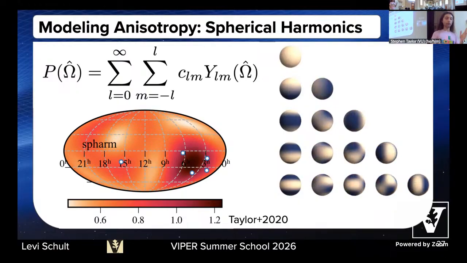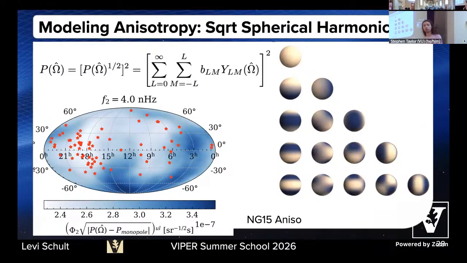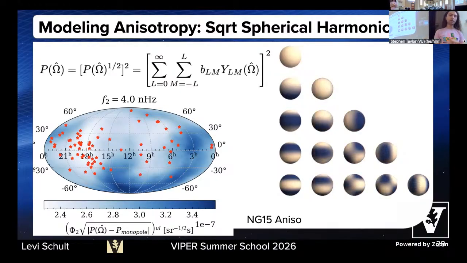So to solve the first problem, we can switch into the square root spherical harmonic basis. So now instead of modeling P omega, we actually model P omega to the 1/2. So now whatever your spherical harmonic coefficients are, the entire sky gets squared. So you always have positive power on the sky. Very neat way to go about this.